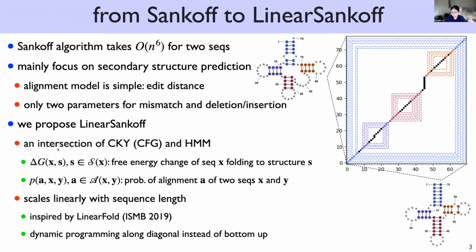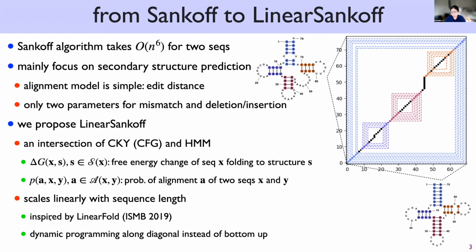We incorporate a more complicated alignment model, hidden Markov model. So LinearSankoff is an intersection of CKY and hidden Markov model. For folding, it's just a free energy change. For alignment, the score is the probability of alignment of two sequences, not just the added distance. That's one advantage.